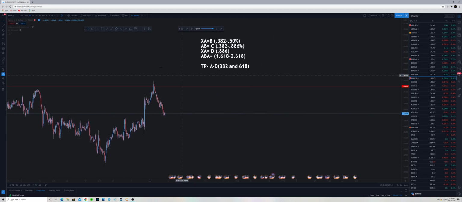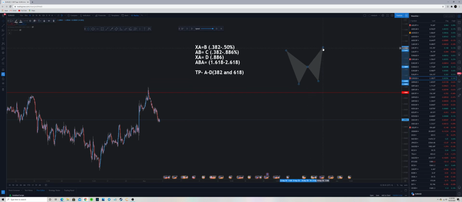So for the bat pattern, or harmonics in general, you have 5 points. Can I enlarge this? One second. So the bat pattern traditionally, or most people say, kind of looks like a bow tie shape, or just a bat shape. But I like to think of it as a bow tie, personally. Anyways, the bat pattern has a 50% retracement at the B point. I'm going to need to make it bigger.